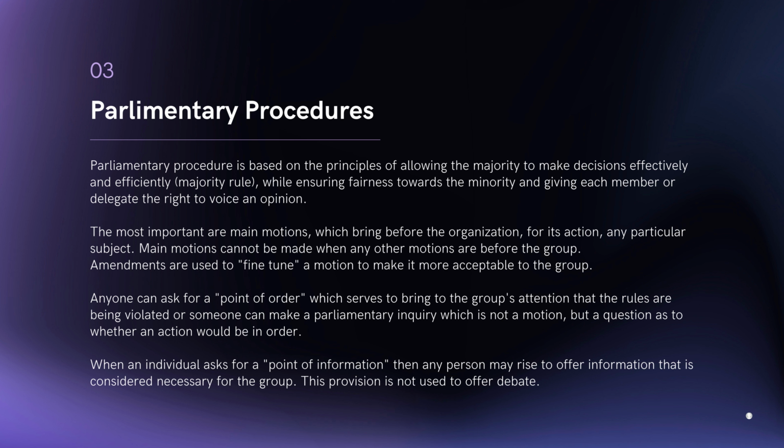An amendment is used to fine-tune a motion to make it more acceptable. When someone uses the point of order, this means they are bringing to the group's attention that rules are being violated. When someone indicates parliamentary inquiry, it's not creating a new motion, but it's posing a question as to whether an action would be in order. When someone uses the term point of information, a person may rise to offer information that is considered necessary for the group. This provision is not used to offer any debate, but only to provide information.